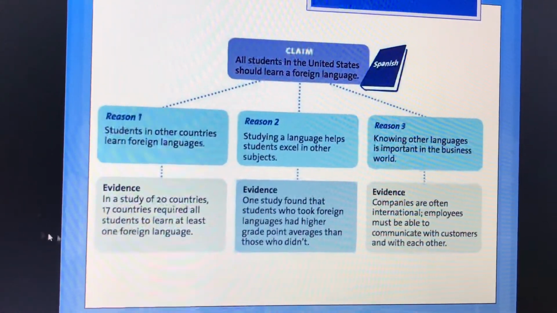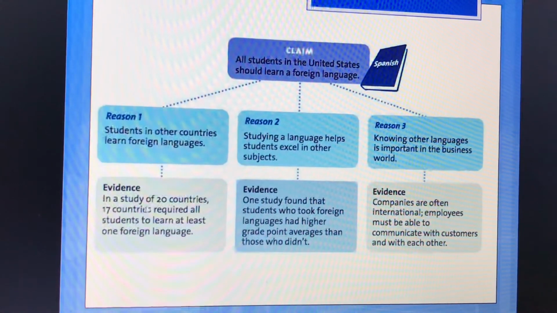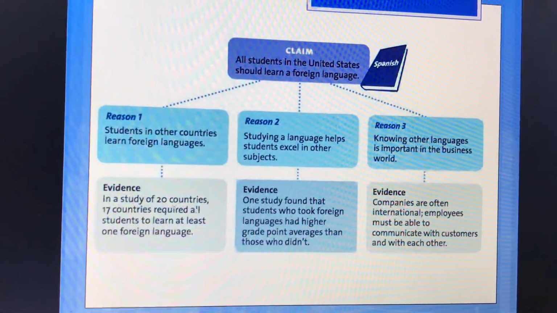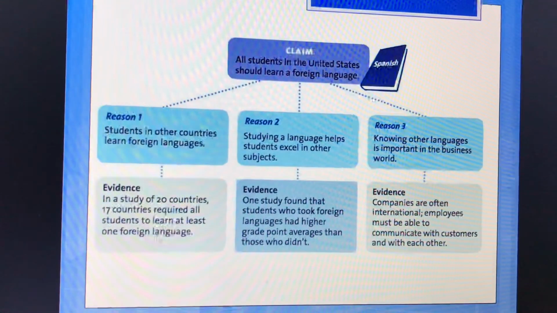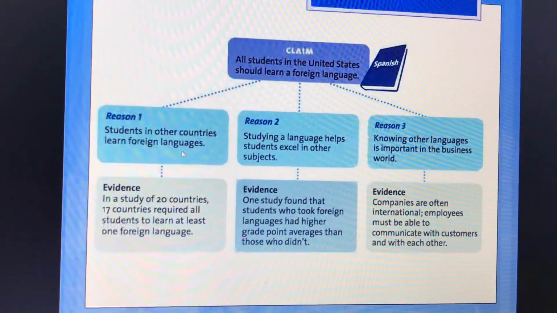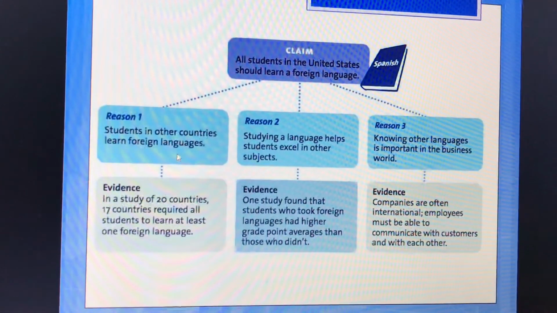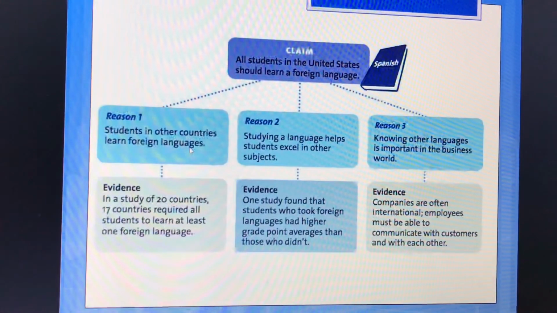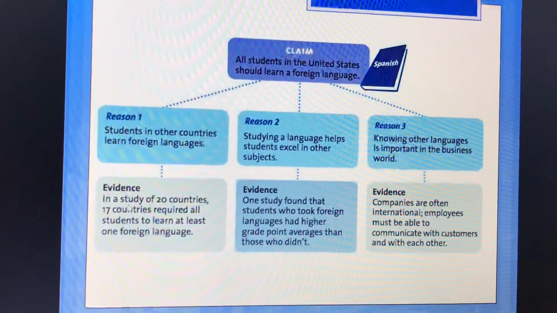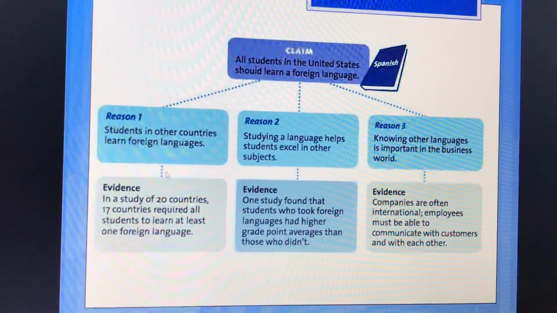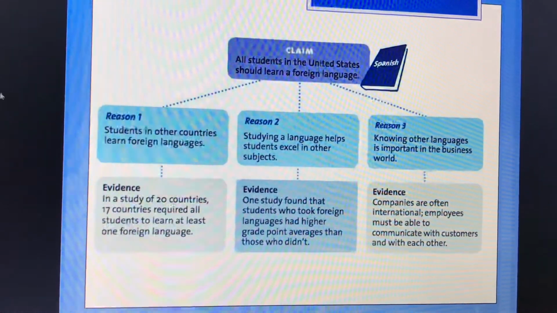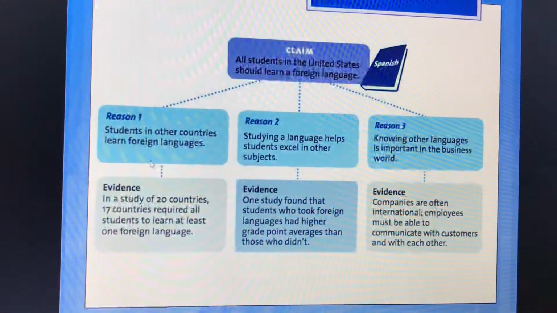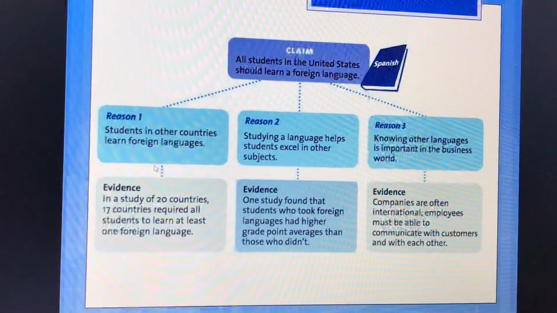With, great. Why? Any study? A study of 20 countries found that 17 required all students to learn at least one foreign language. So why not us? Why not America? Why aren't we like them? We should learn another language. So this opinion is with learning a foreign language.